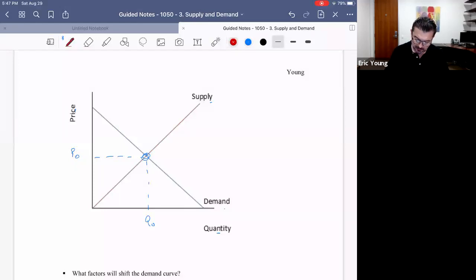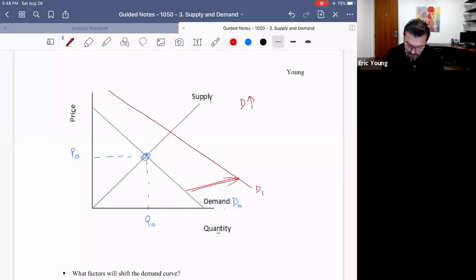Now let's say, for example, that demand increases. So the original demand curve, let's call it D0, is going to die, and it's going to be replaced by a new demand curve called D1. The demand curve will shift to the right. We're going to put a big fat arrow there so we can really graphically see that change. We're going to shift to the right.